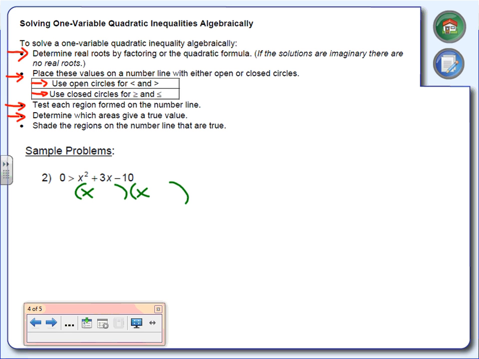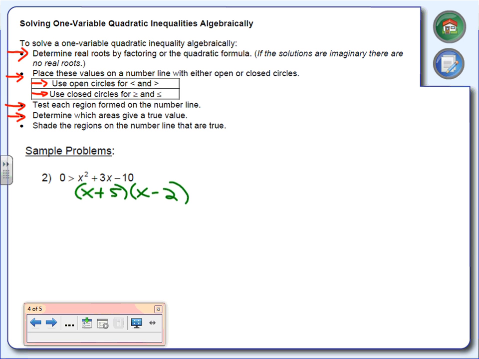X times x is going to give us the x squared. What can I multiply together to get negative 10, but are also going to add up to a positive 3? What are my factors? What two numbers can I get? 5 and negative 2. Let's try it out. 5, negative 2. When you multiply 5 times negative 2, you definitely get a negative 10. Notice when you add the 5 and the negative 2, you also get a positive 3. So you're all right. Those are the factors.